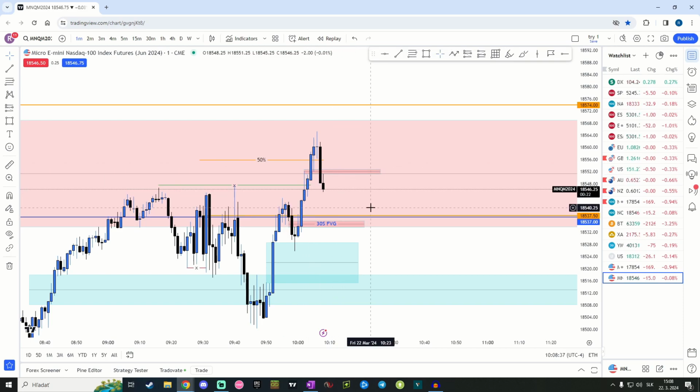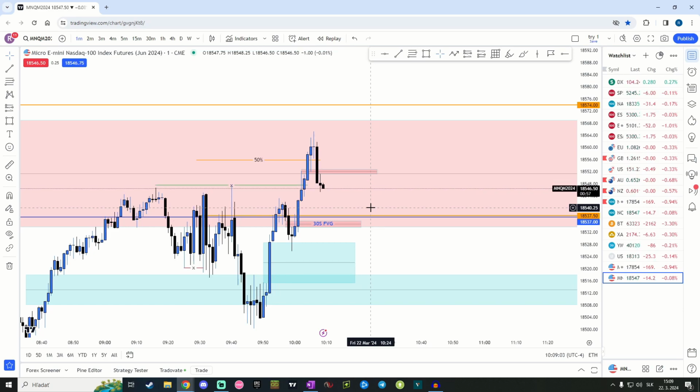So here, very small fair value gap, very small. So let's see if the market will go inside and maybe have an opportunity to go down. I'm not sure. So far, it didn't even trade it in. So it's now going lower.